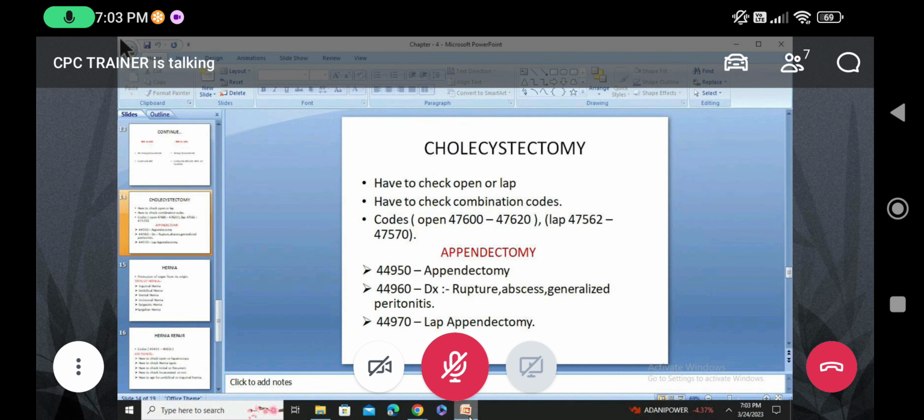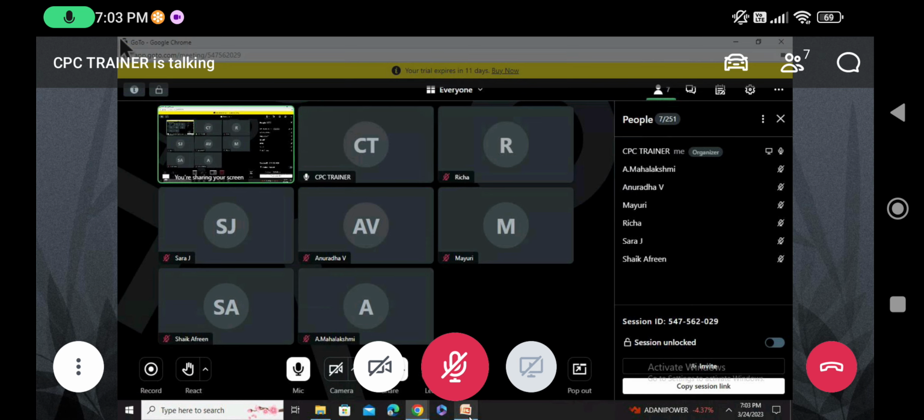Okay. Now I'm asking the question. Try to give me the answer. The patient has acute appendicitis. MD performs laparoscopic appendectomy. What is the answer, guys? 44970. Yes. So you go for 44970. Okay, super.